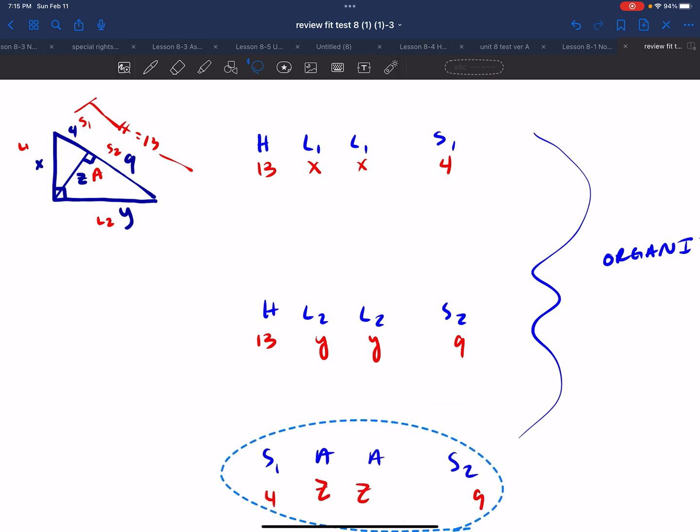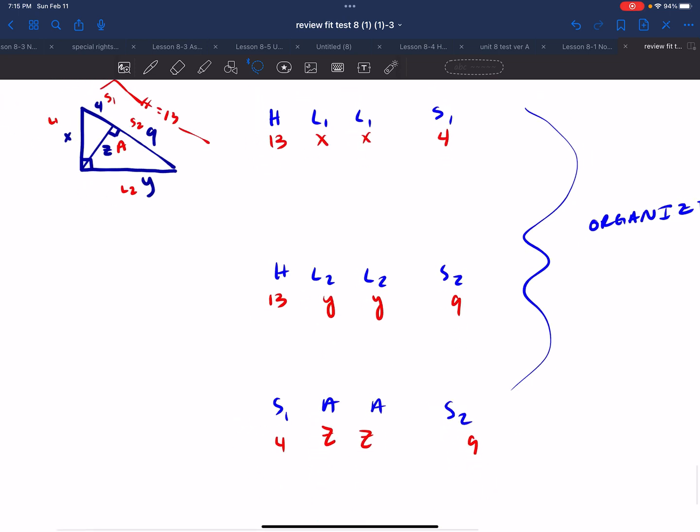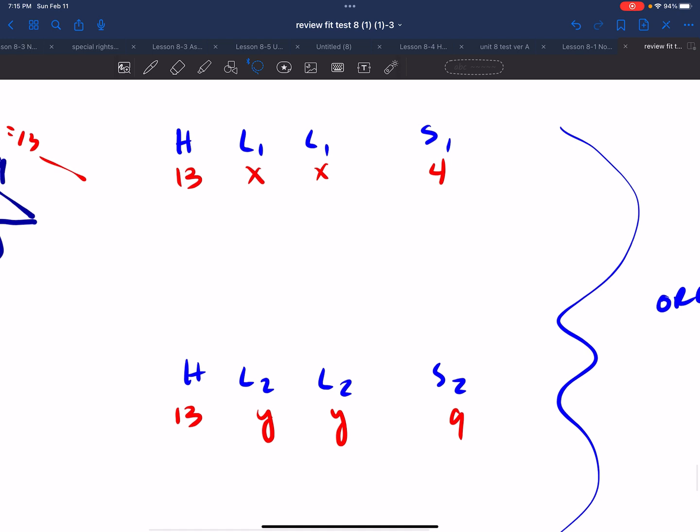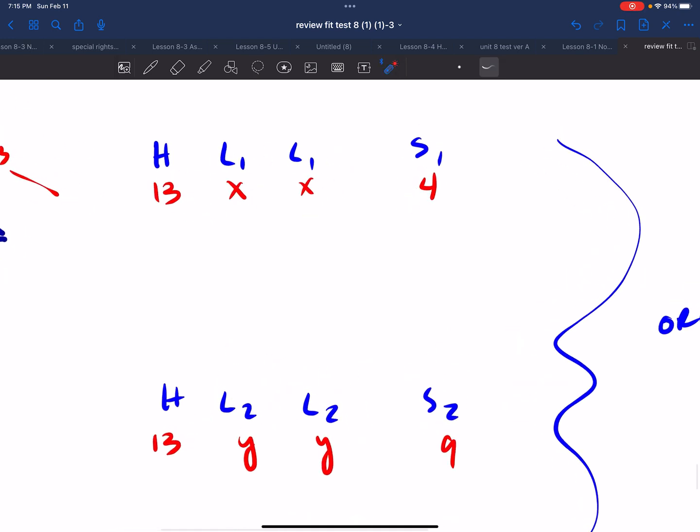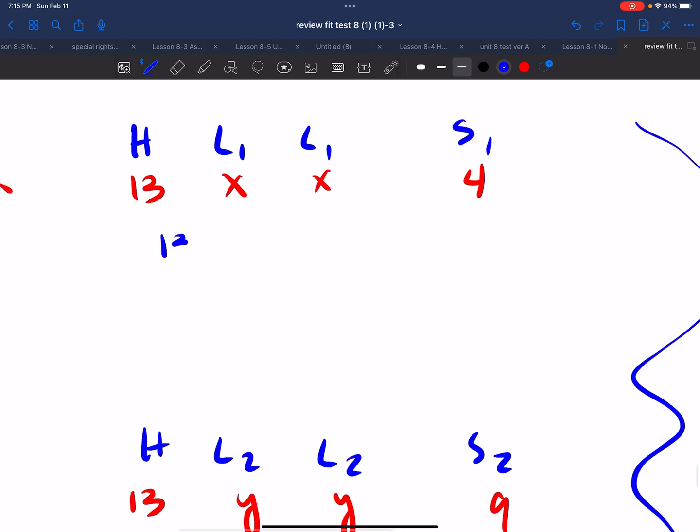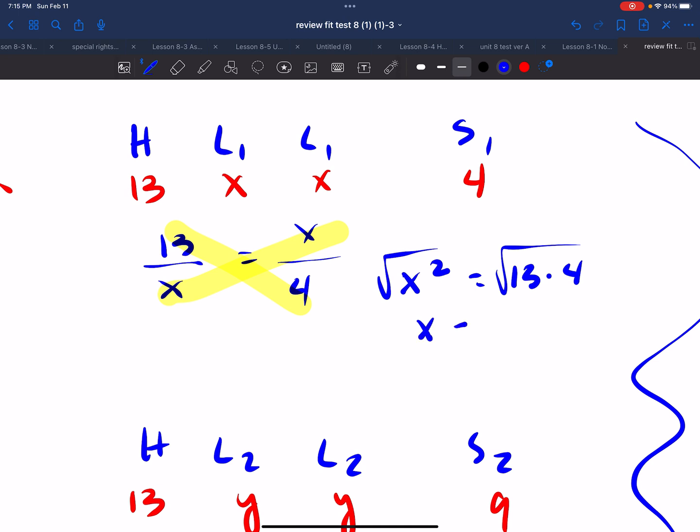So, let me go ahead and create my proportion. Remember, the proportion for Hills with a subnotation 1 is H over L1 equals L1 over S1. So 13 over x equals x over 4. Cross multiply. So you have x times x, that's x squared. And that's going to equal 13 times 4. Take the square root on both sides. x is equal to 2 root 13.